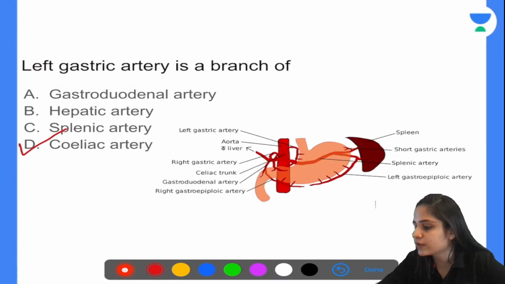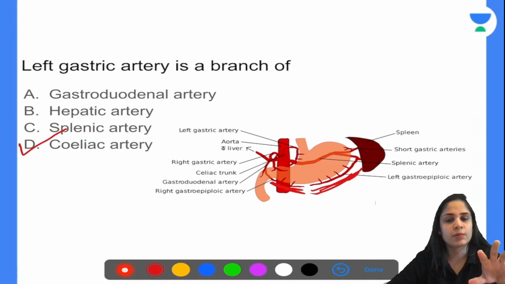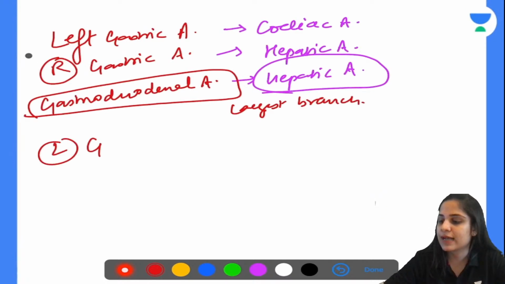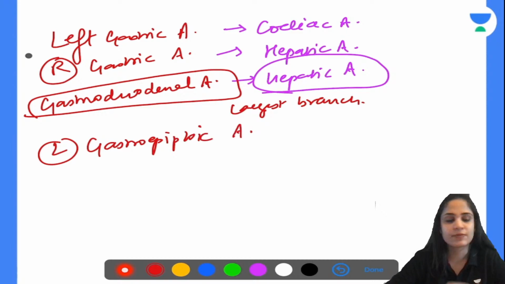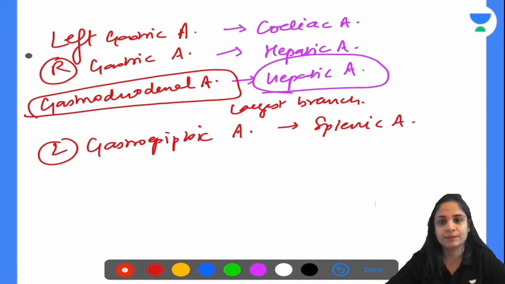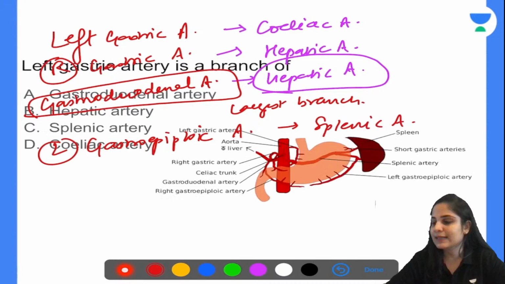If you look over here, along the greater curvature of the stomach you have the left gastroepiploic artery, and here you have the right gastroepiploic artery. So we also have to talk about the gastroepiploic arteries. You can see the left gastroepiploic is very close to the spleen and the splenic artery. From the picture it's very easy to identify what is coming from where. So the left gastroepiploic artery arises from the splenic artery.